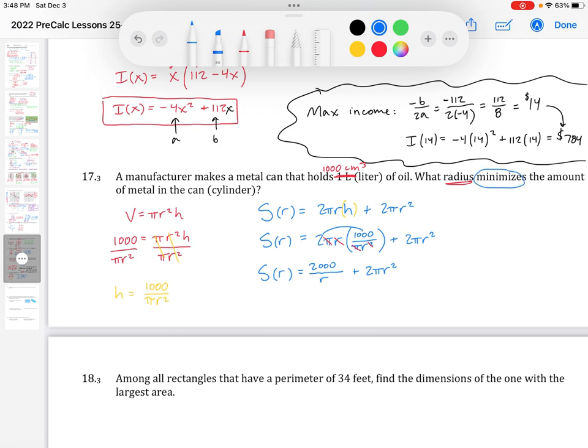Now we have to figure out what radius minimizes the amount of metal. Well, this is not really a nice equation. The only time I'll make you do this by hand is if it's a quadratic. So if it's like an x squared or r squared or something. So to answer this question, we're actually going to use Desmos because this is not a nice one to do by hand.